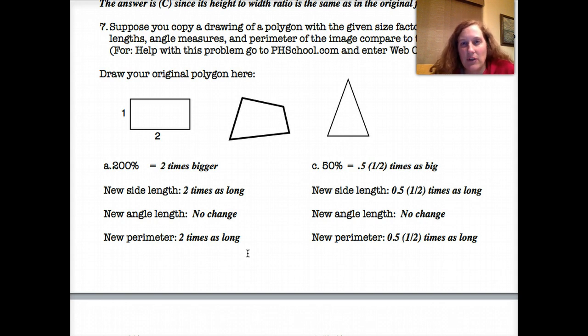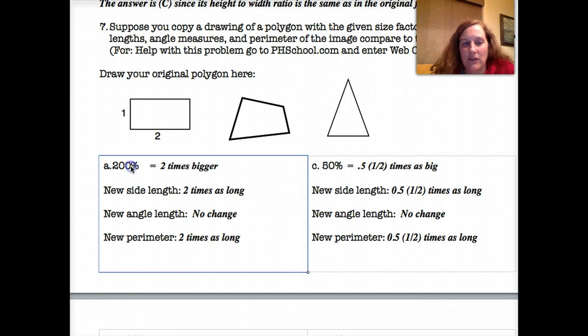What you're really looking for here is that you're understanding what the scale factor is, what the copy size factor is. So for the first example, it really doesn't matter what your shape is. If it's 200%, then it's going to be 2 times bigger. So your new side lengths will be 2 times as long. If I were to look at my rectangle, I'd go from a rectangle that's 1 by 2 to a rectangle that's 2 by 4. I would double my side lengths.